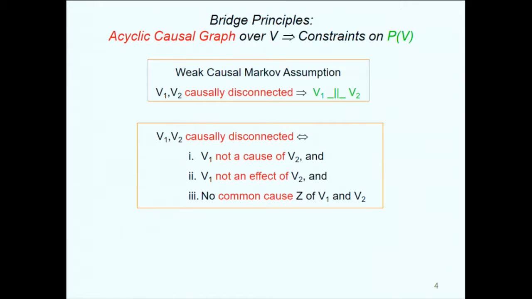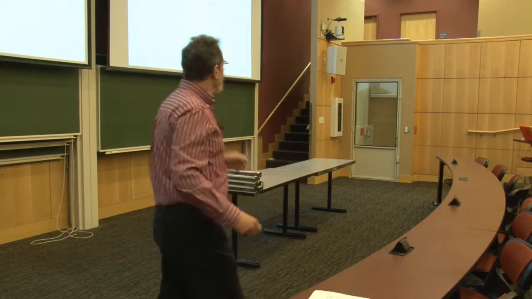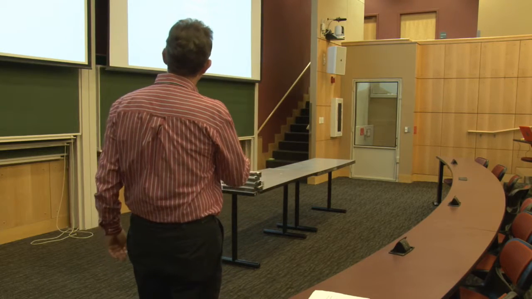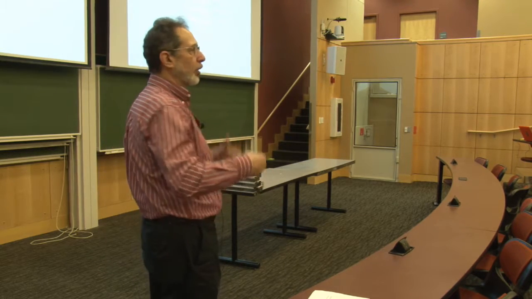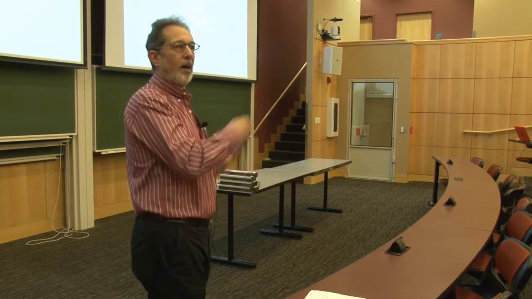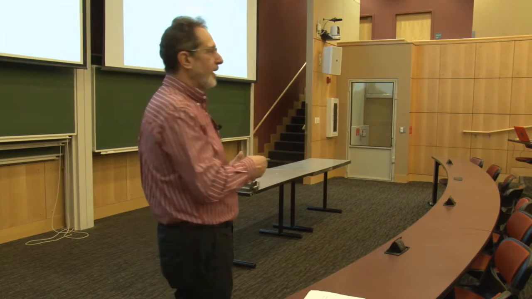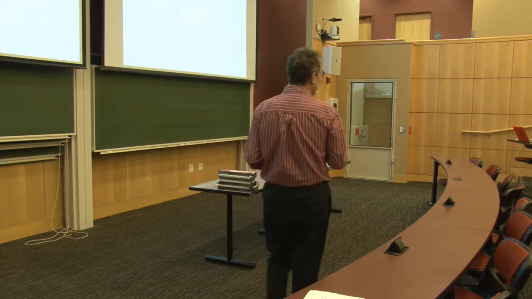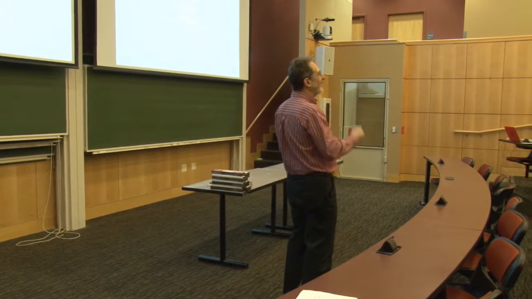So you might have seen a million cases where, the contrapositive, if I have v1 and v2 associated, which is the opposite of independent, then we want to assume that they're causally connected.